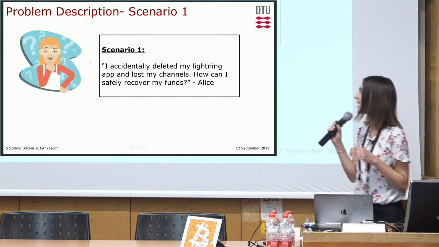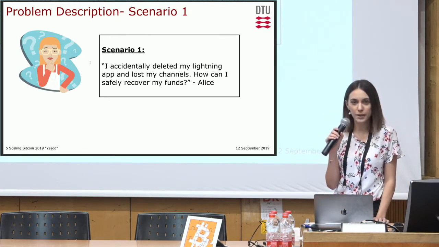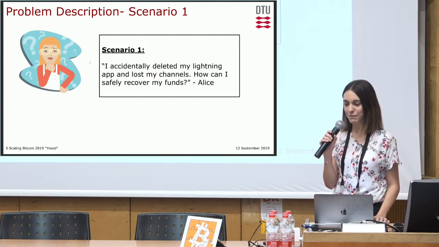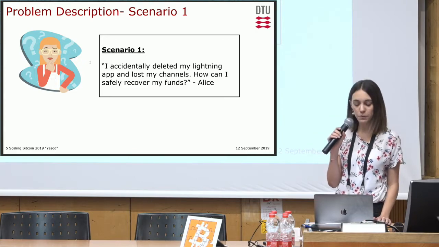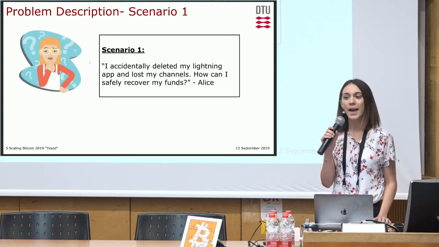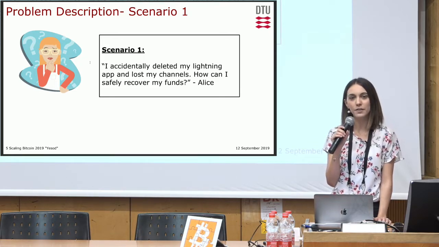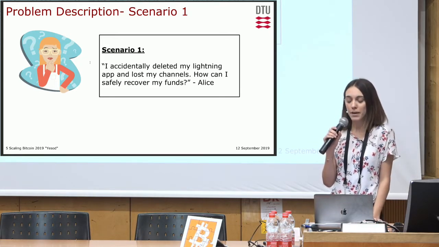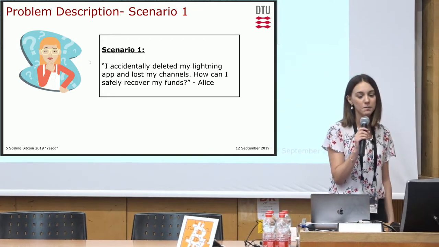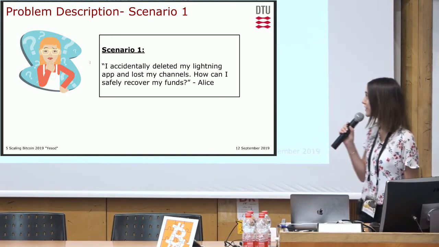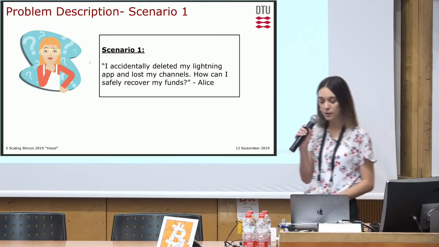To understand how critical this problem is, let's take two very normal scenarios that all Lightning users can have. For example, here we have Alice. Alice is a Lightning Network user and she manages her funds through her smartphone. But one day she accidentally deleted her application, and in this way she lost all her channel state. So how can she safely recover her funds?